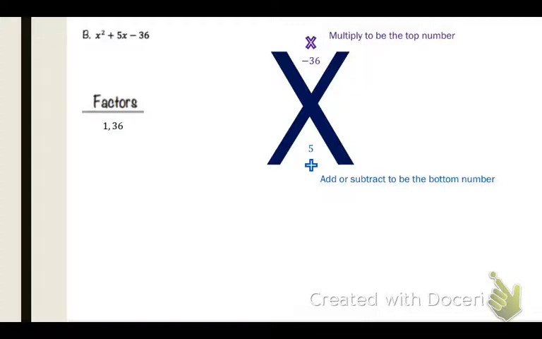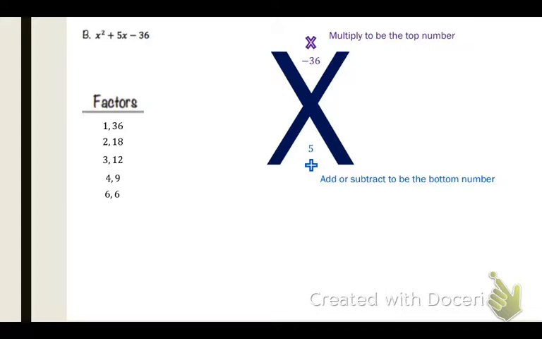So we have 1 and 36, 2 and 18, 3 and 12, 4 and 9, 6 and 6. So let's just go through these. So 1 and 36, if we add that, that's 37. If we subtract it, it's 35. That doesn't help us. That's not anything close to 5. So 2 and 18. 2 plus 18 is 20. Doesn't help us. 18 minus 2 is 16. Still doesn't help us.